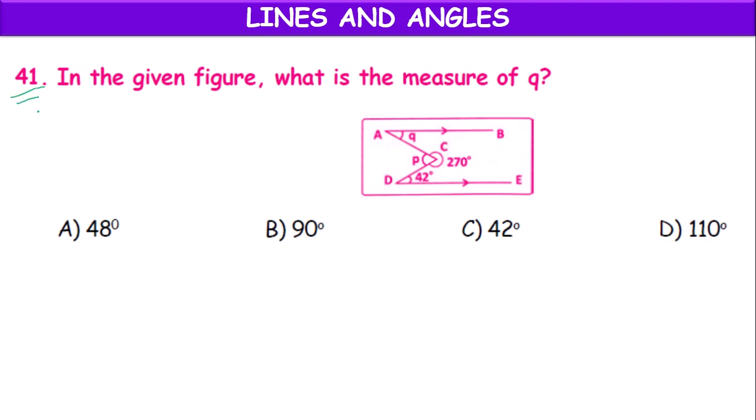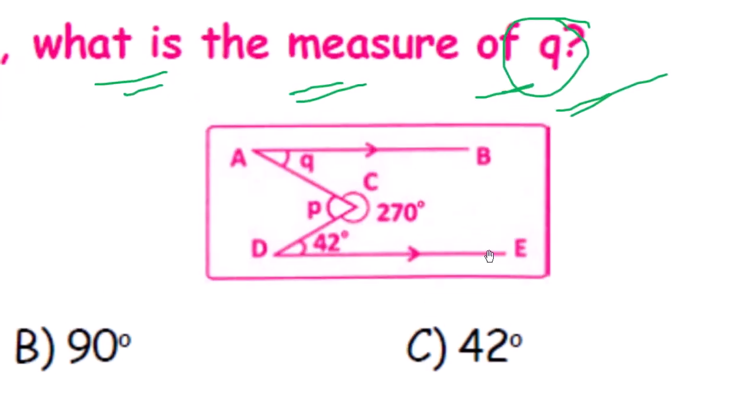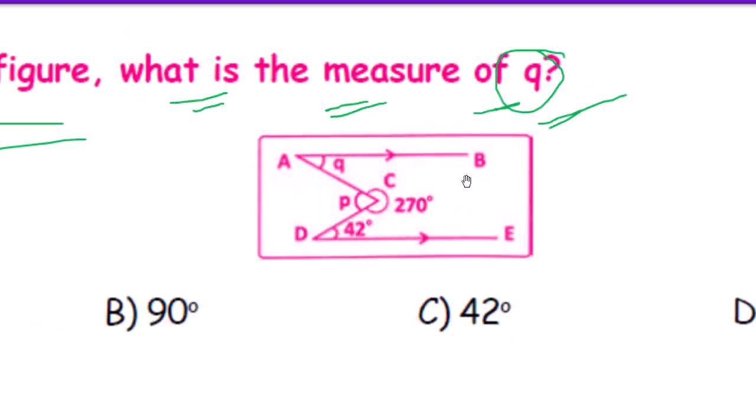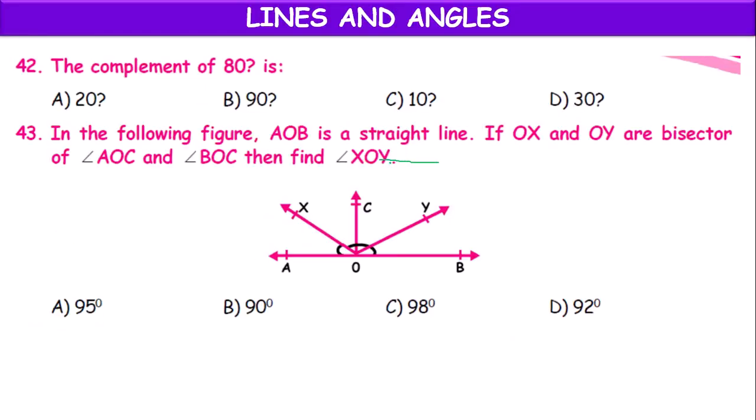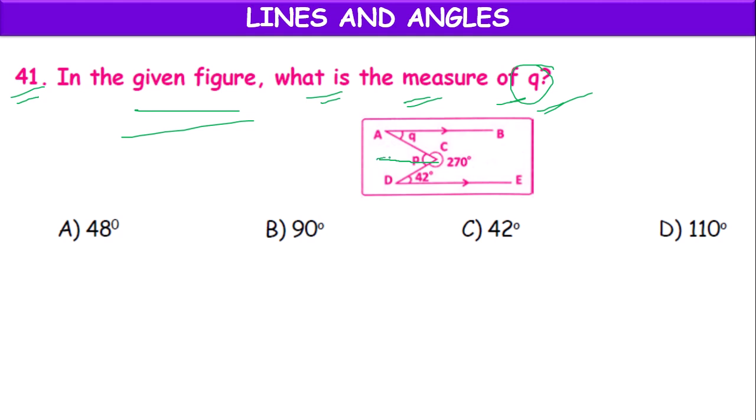Next, 41. In the given figure, what is the measure of Q? So here AB is parallel to DE. For identifying the transversal, we have to draw one more parallel line through P. Let's draw one more parallel line through P, FZ parallel to AB, parallel to DE.